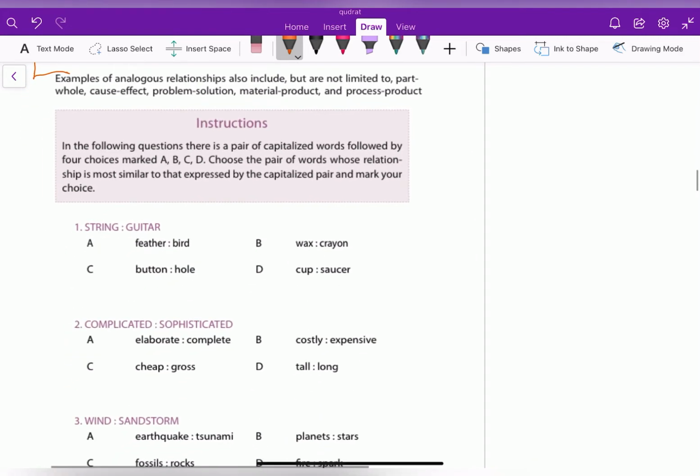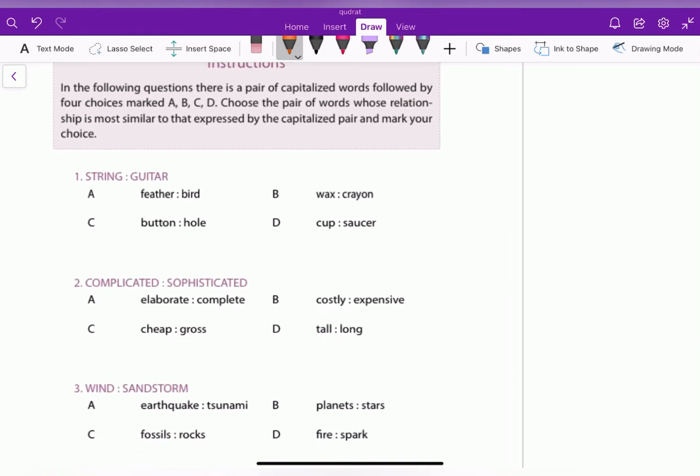In the following questions, there is a pair of capitalized words followed by 4 choices marked A, B, C, D. Choose the pair of words whose relationship is most similar to that expressed by the capitalized pair and mark your choice. Okay, so string and guitar. A string is a part of a guitar, so we're supposed to look for part of a whole. So we're identifying the relationship. This is part of a whole.